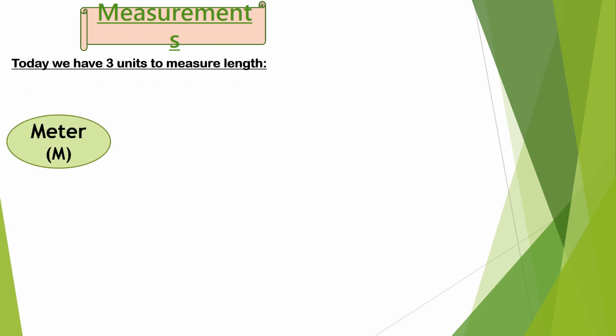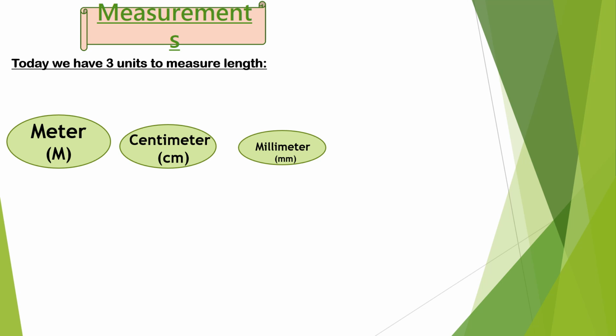Let's move to measurements. We have 3 types to measure length. Meter, and its abbreviation is m. Centimeter, which is a little bit smaller than a meter, and its abbreviation is cm. Millimeter, and its abbreviation is mm. What is the meaning of millimeter? We didn't study millimeter before.